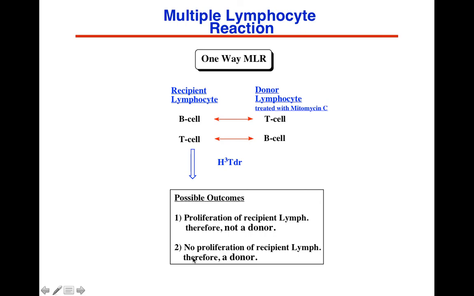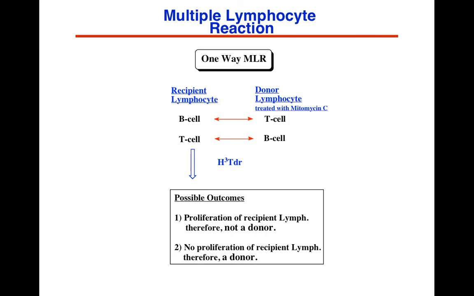If you see no proliferation, of course, then you know that the person is likely to be a donor.